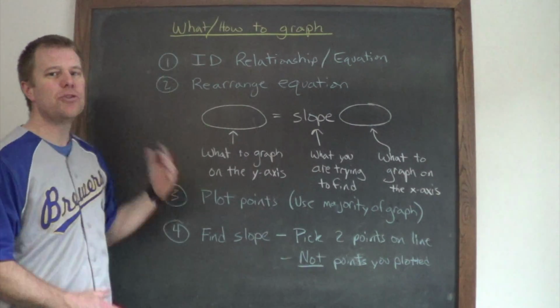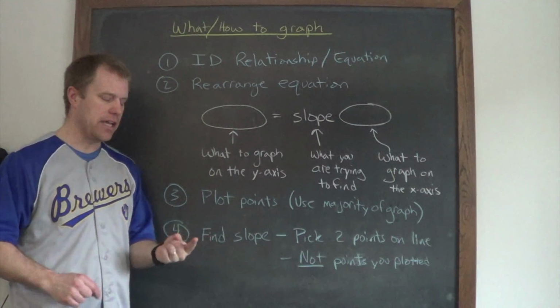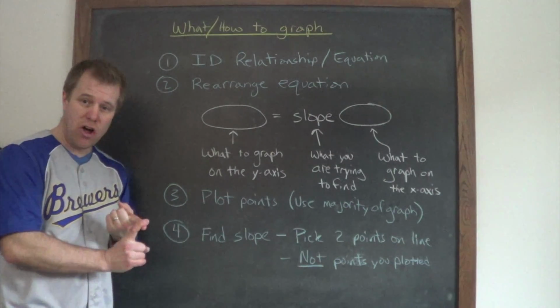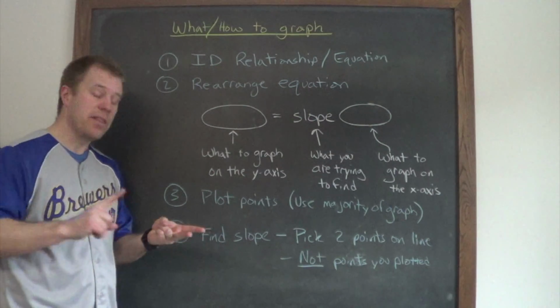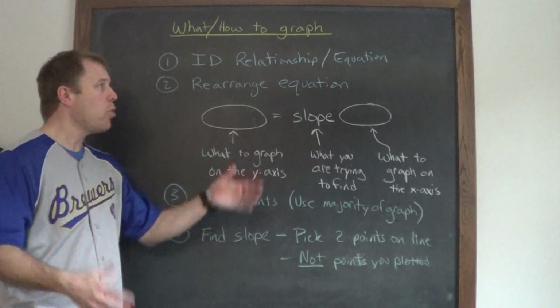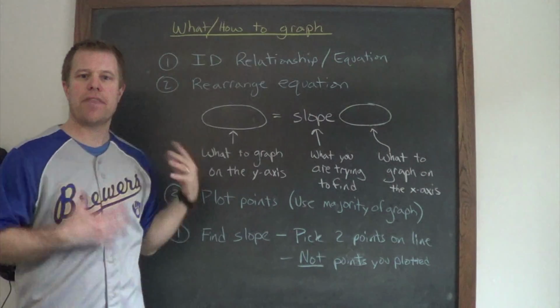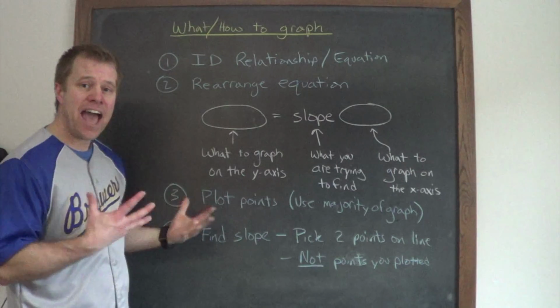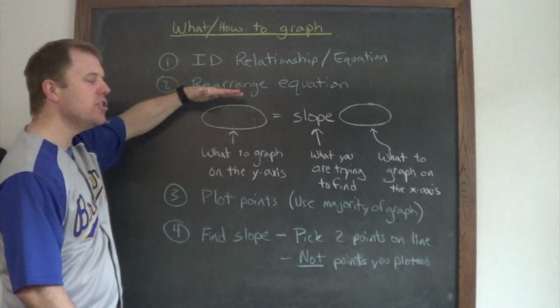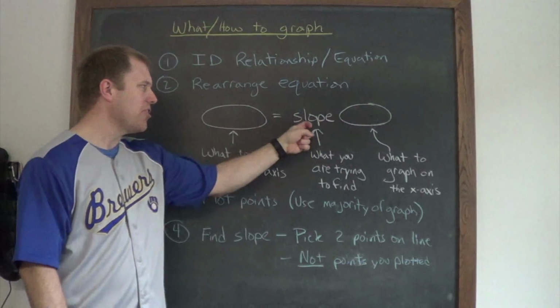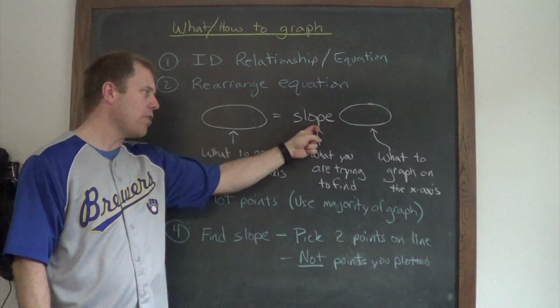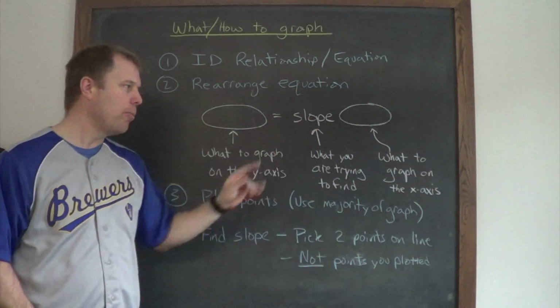The first step is you need to identify what relationship they are talking about. Are they talking about Hooke's law? Are they talking about maybe the period of a pendulum? What equation or relationship are they looking at? Once you have that equation, you need to rearrange it so the thing you're looking for is right here by itself in the slope position.